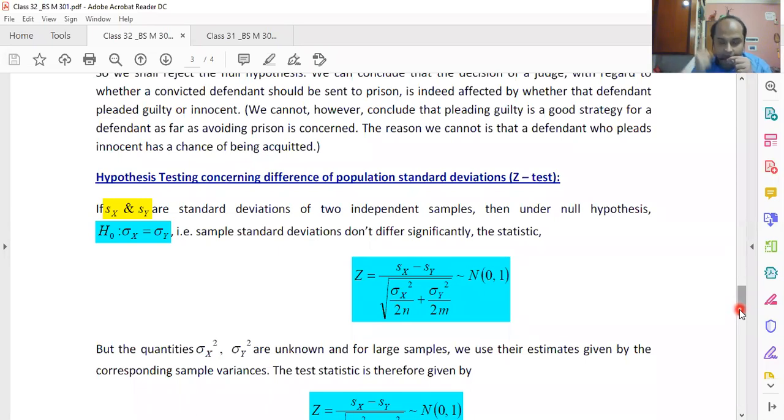Situations have to be properly understood. After analysis, when you give the conclusion, then also you have to think again and again over the conclusion. Before I conclude today's class, I'm quickly overviewing this particular thing. This is the hypothesis testing concerning difference of population standard deviation. So that is another issue.